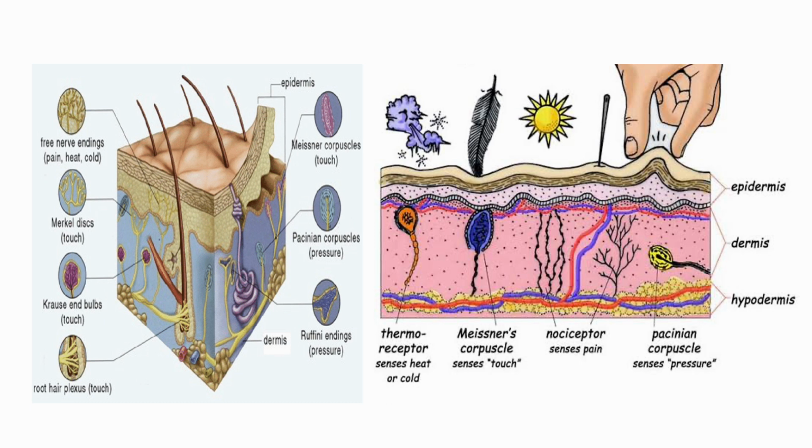These are some of the receptors. We have Meissner receptors that sense touch, nociceptors, receptors that sense pain. We have receptors that sense pressure, Ruffini endings. We have Pacinian corpuscles that sense pressure. We have free nerve endings that sense pain, heat, and cold. Merkel discs or receptors sense touch. Krause's end bulbs sense touch. Root hair plexus senses touch.